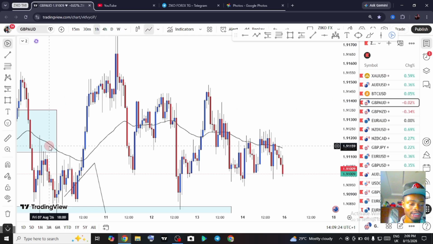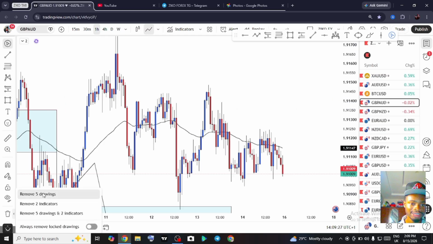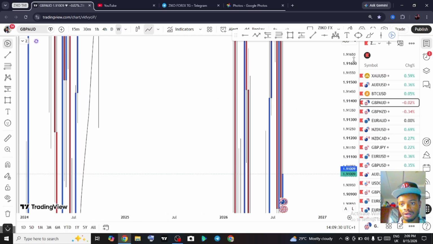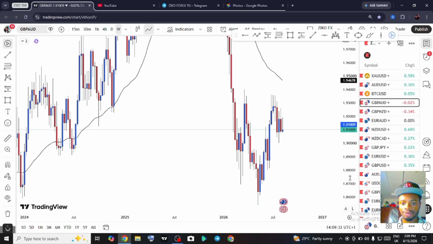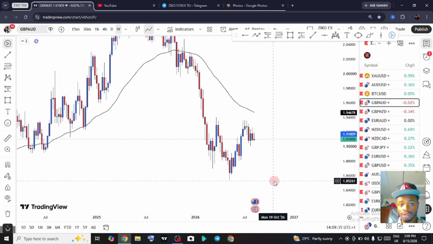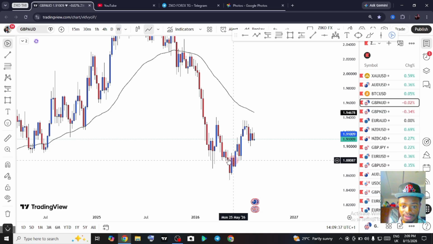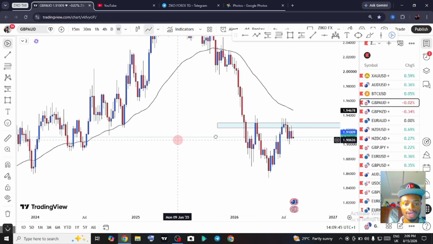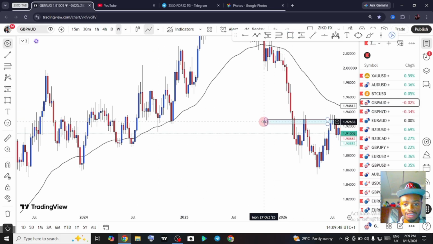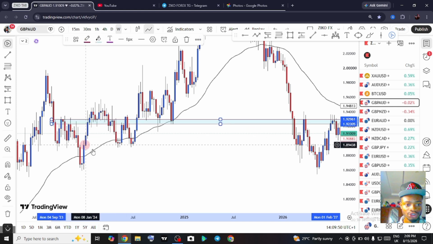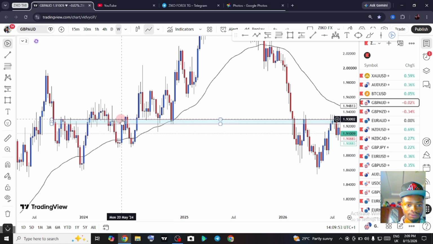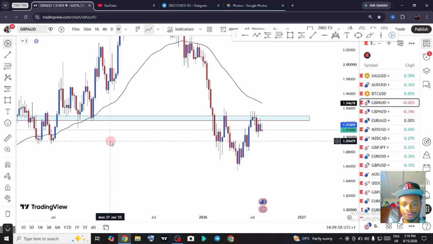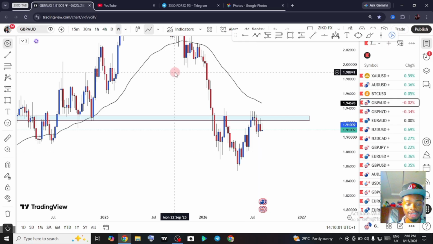GBP AUD. Let's clean our chart again. Of course, messy charts, messy mind. All right. So GBP AUD weekly time frame is, I'll call it, overall bearish. We do have some form of a resistance level right here. And if I extend it over to the left, you can see that that will be somewhat of a weekly area of interest. So as you can see, reaction from here, reaction from here, reaction from here. So that's 1, 2, 3, 4, 5, 6, 7. So 7 reactions from that area.